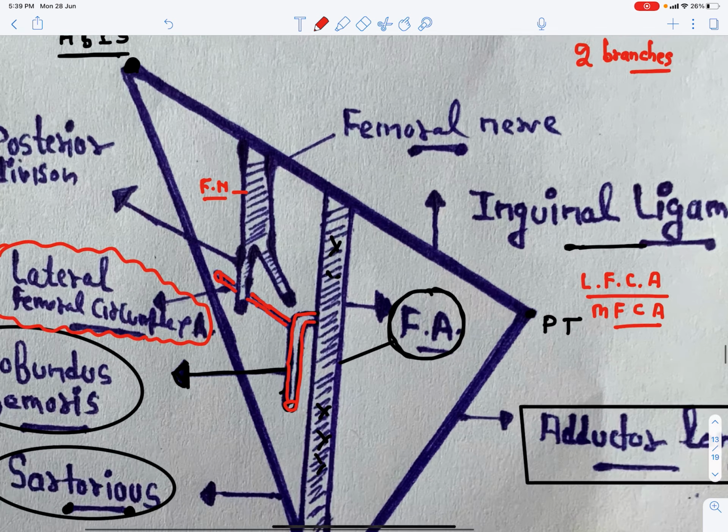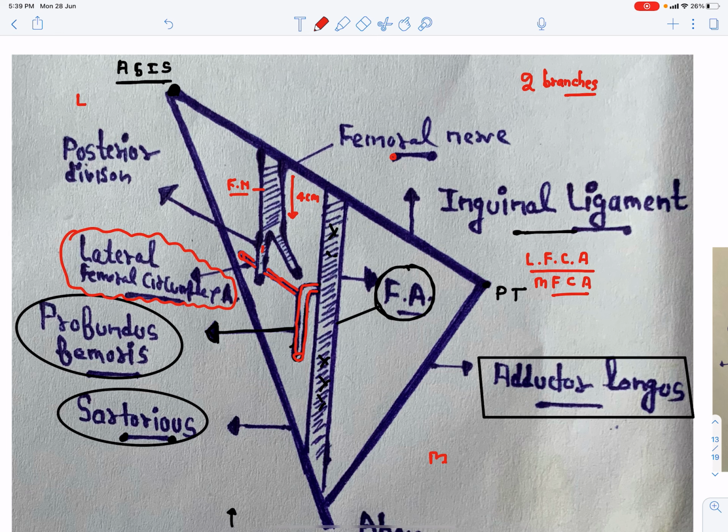Clear? Now, after a short course of about 4 centimeters, this femoral nerve within the femoral triangle divides into a posterior division and an anterior division. So our femoral nerve divides into posterior and, yes please, anterior division. Is it clear? Right?